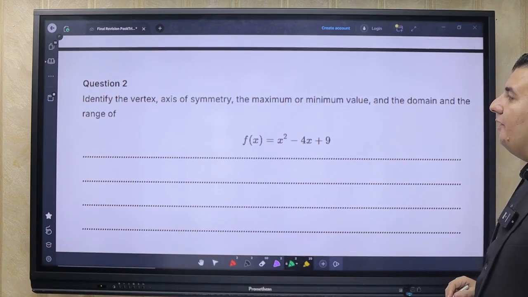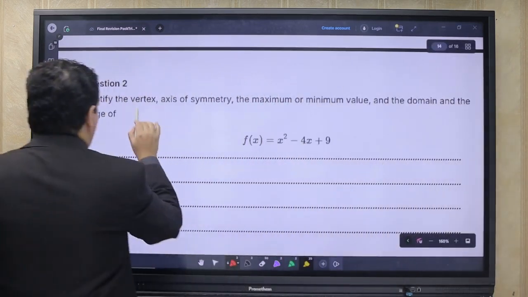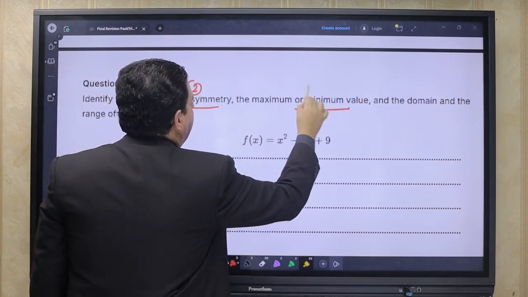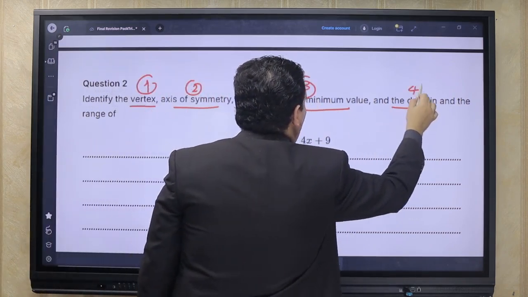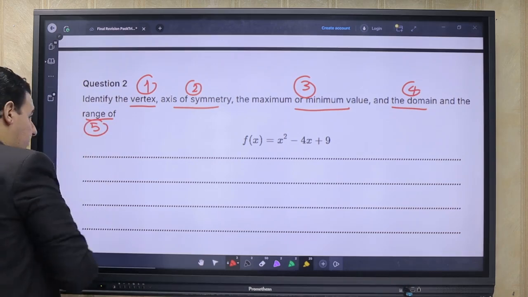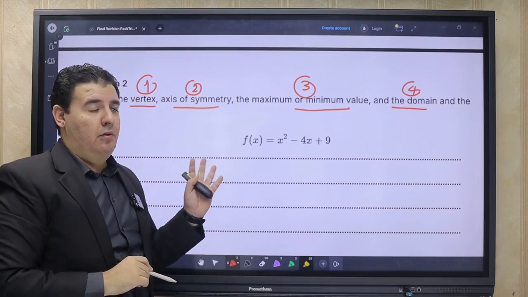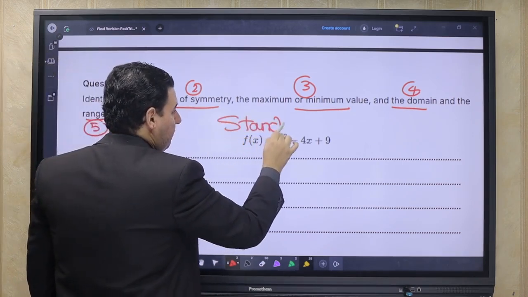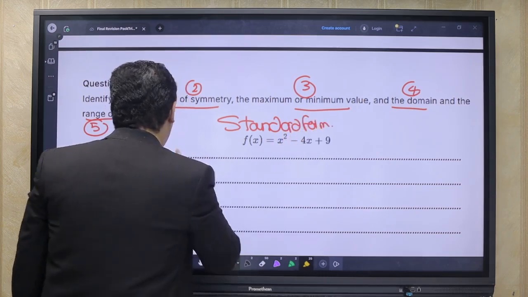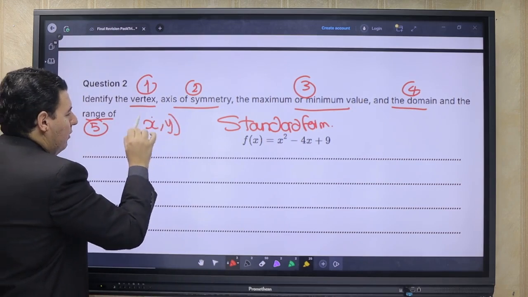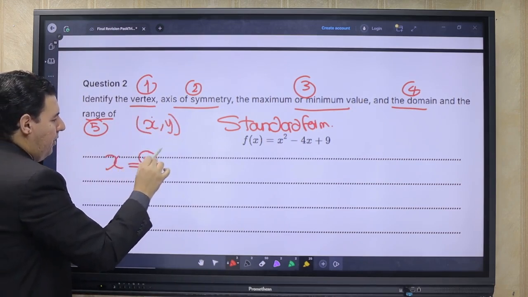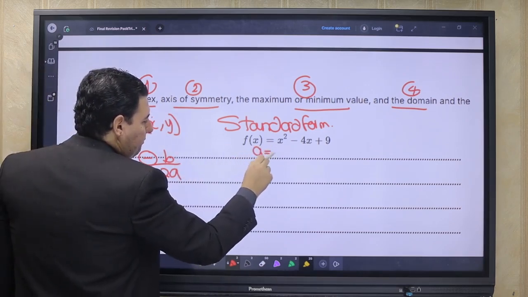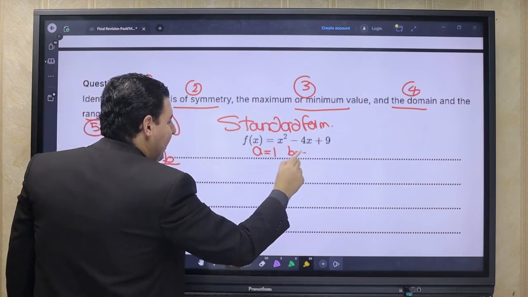Question 2, identify: vertex number 1, axis of symmetry number 2, maximum or minimum value 3, domain 4, and range 5. We have 5 requirements. I want to find the vertex. This equation is in the standard form. So when we are going to find the vertex, which is x and y, we are going to make x here equal -b over 2a. So what is the value of a and b? a equals 1, b equals what? Perfect, -4.